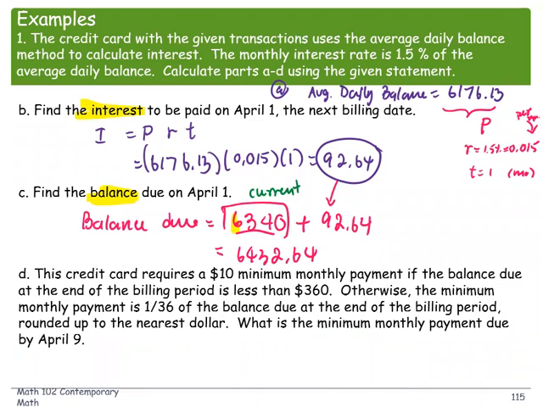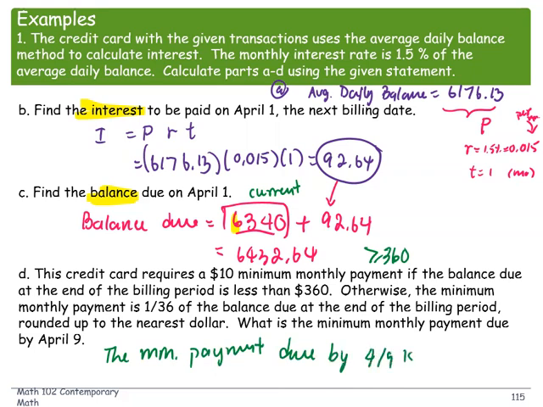So the balance due would be $6,432.64. And then in part D, this credit card requires a $10 minimum monthly payment if the balance due at the end is less than 360. But this one is greater than 360. So we have to pay 1/36 of this amount as a minimum payment. So we can say the minimum payment due by April 9 is 1/36 of the quantity 6432.64, or $179, as we round to the nearest dollar.